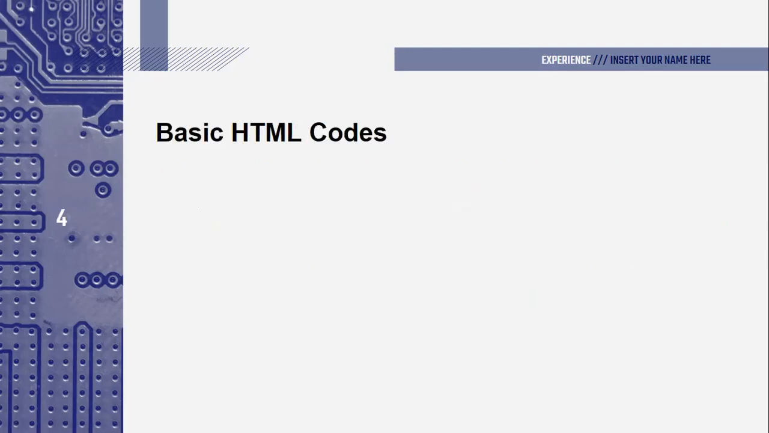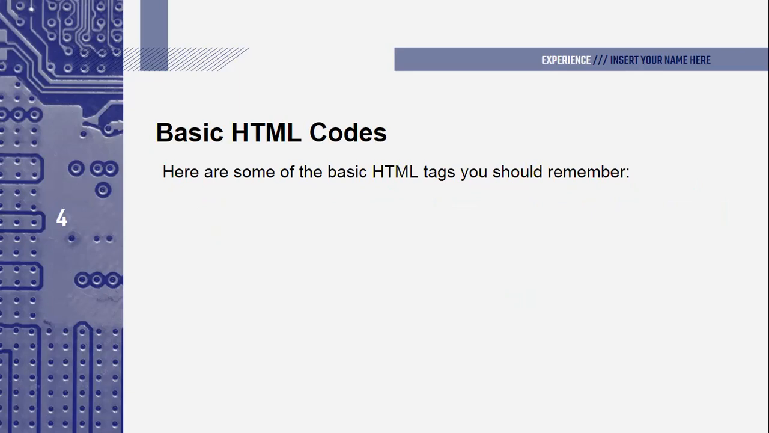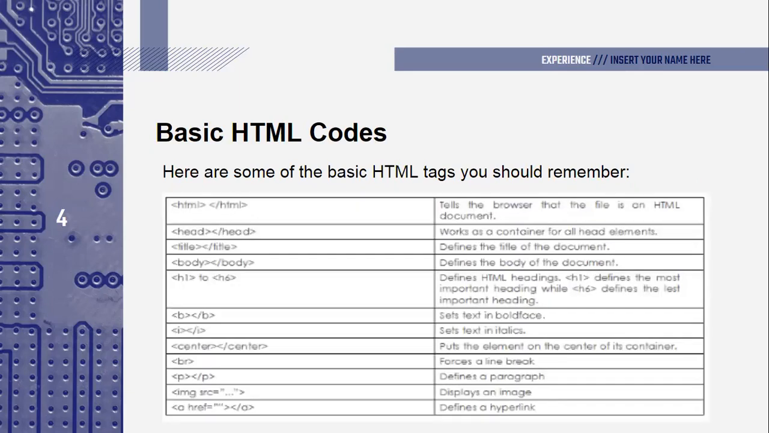Now, what are the basic HTML codes? By the way, in this course, we will be dealing with different HTML codes. The basic HTML codes are the following. Here are some of the basic HTML tags that you should remember. So we have here the HTML tag, the very first tag that we use in creating a website. This HTML tag tells the browser that the file is an HTML document.